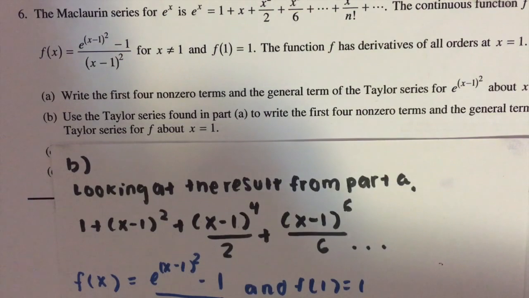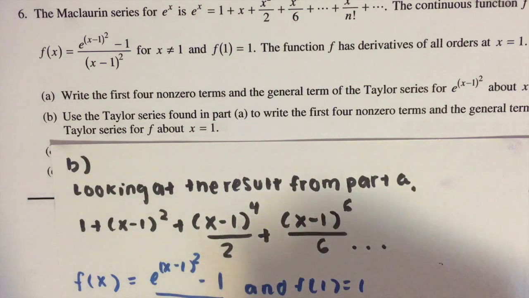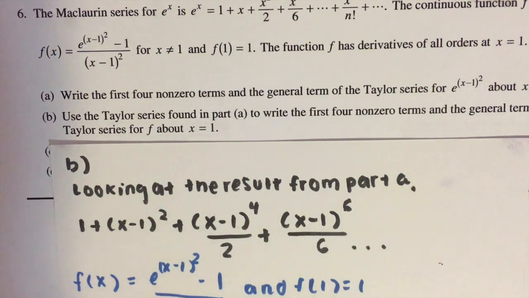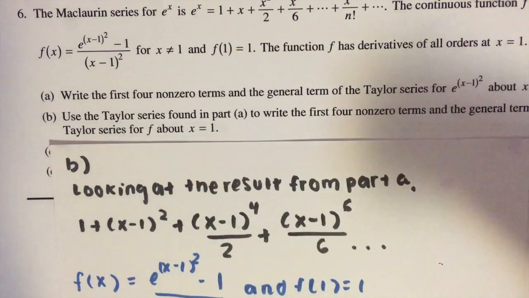Part B states, use the Taylor series found in Part A to write out the first four non-zero terms and the general term of the Taylor series for f about x equals 1. We can see that f of x is defined as e to the (x minus 1) squared, minus 1, over (x minus 1) squared. Looking at our result from Part A, the first four non-zero terms for e to the (x minus 1) squared were 1 plus (x minus 1) squared plus (x minus 1) to the 4th over 2 plus (x minus 1) to the 6th over 6. Those are the first four terms.